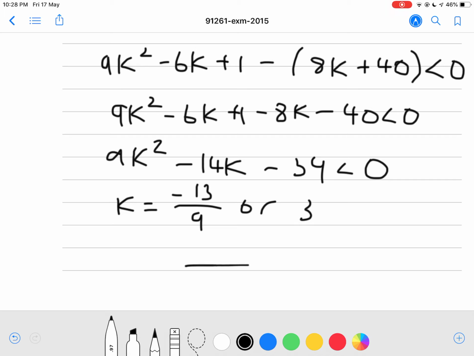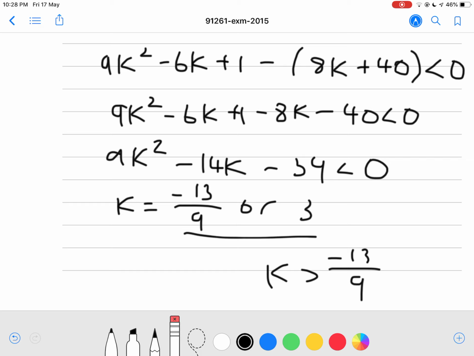So this is a positive parabola, so that means the parabola is in this shape, and it's asking you for when it's less than 0, so it's in between these two. So therefore, the k values are in between these two roots you just found. So k is greater than negative 13 over 9 and k is less than 3.